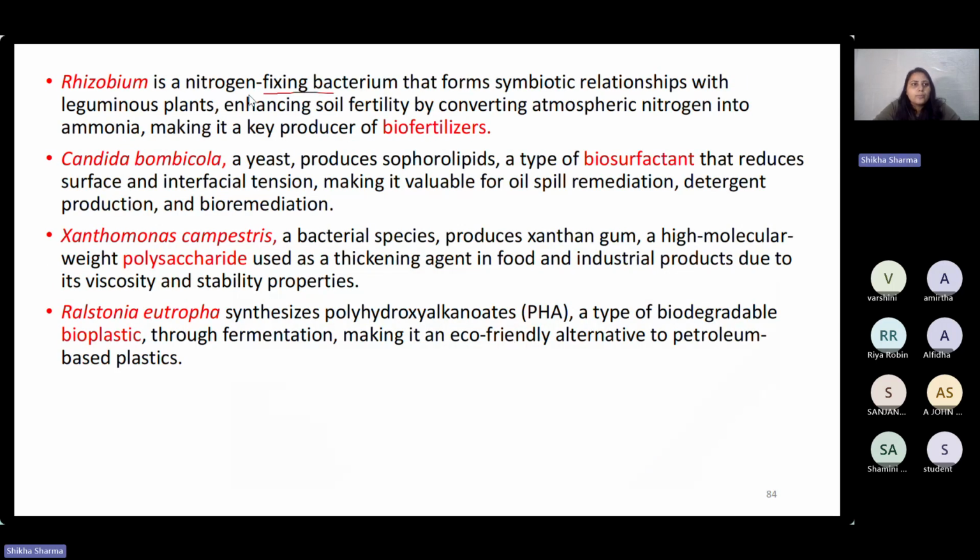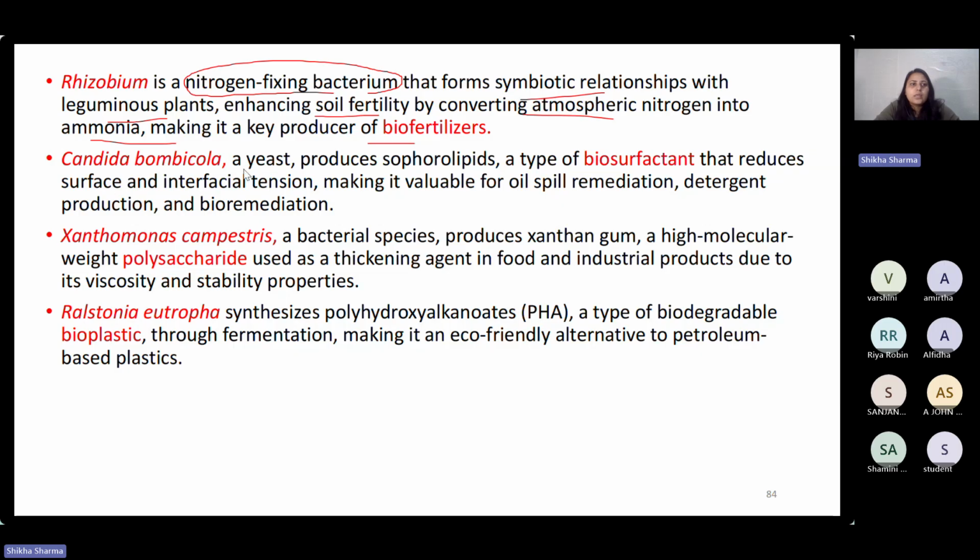So Rhizobium is a nitrogen fixing bacteria, so that will form the symbiotic relation with the leguminous plant. It enhances the soil fertility by converting atmospheric nitrogen into ammonia, making it a key producer of the biofertilizers.